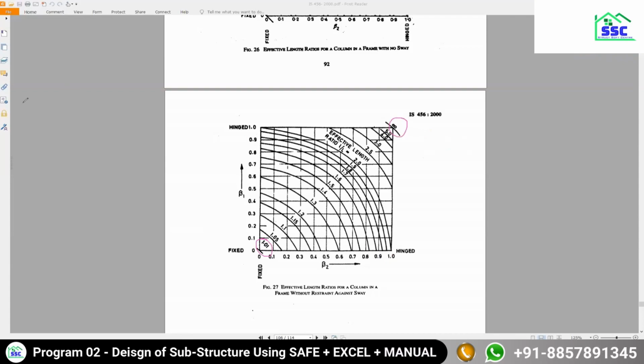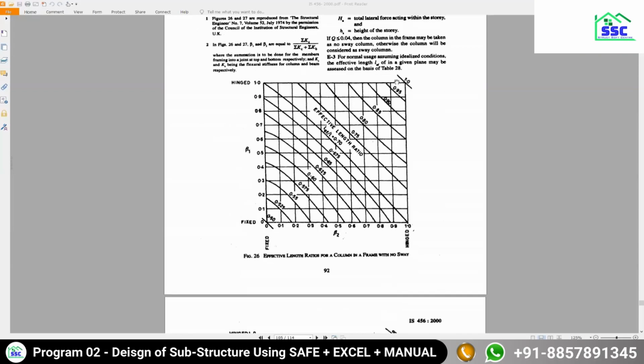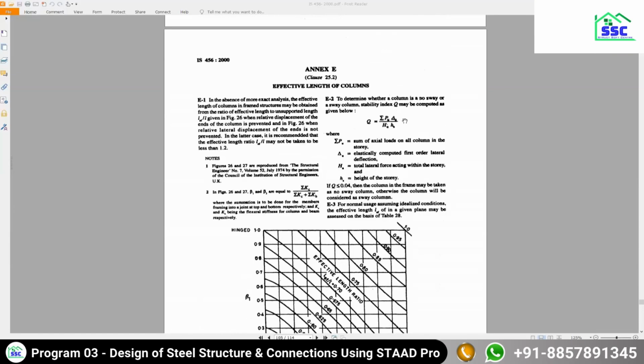But if it is a non-sway frame, the maximum limit is 1. Okay. So this is the difference between non-sway and sway, and you can categorize your frame as sway or non-sway using this factor Q. This Q will tell you whether you should use figure 26 or 27.